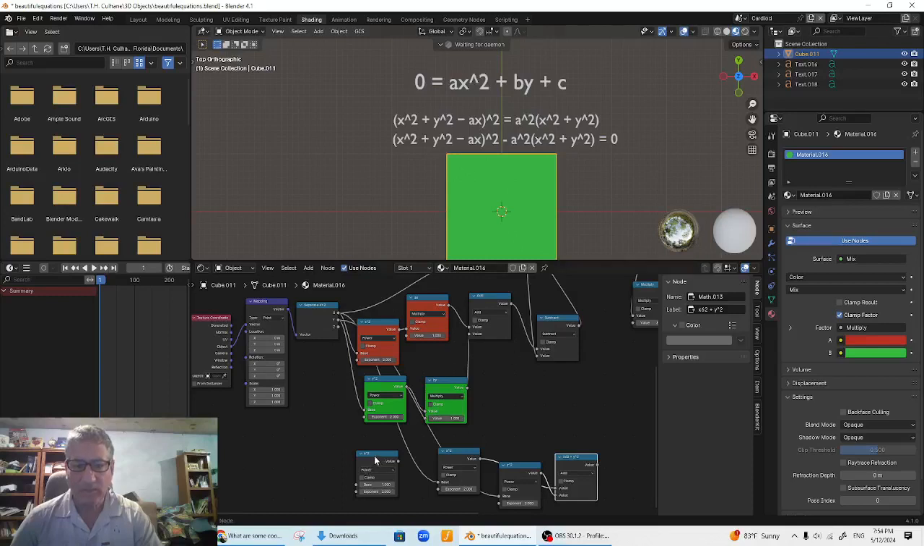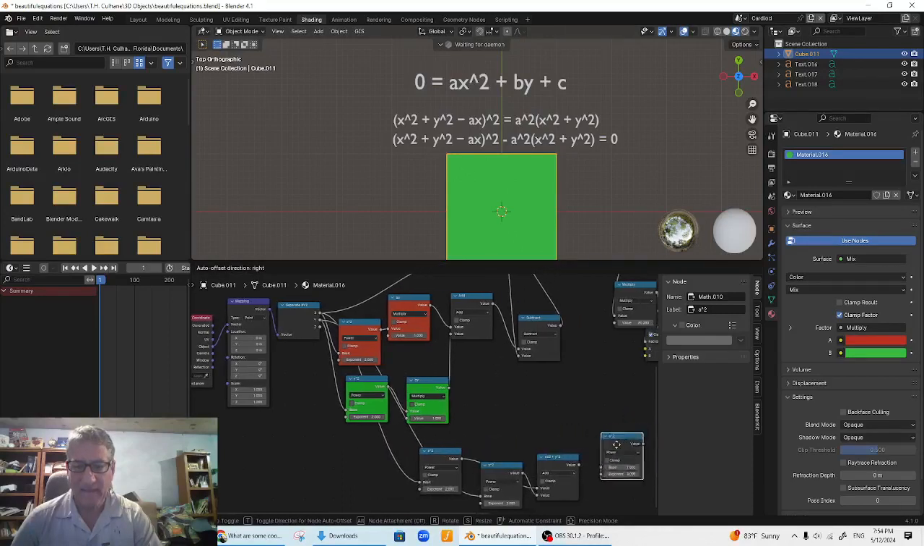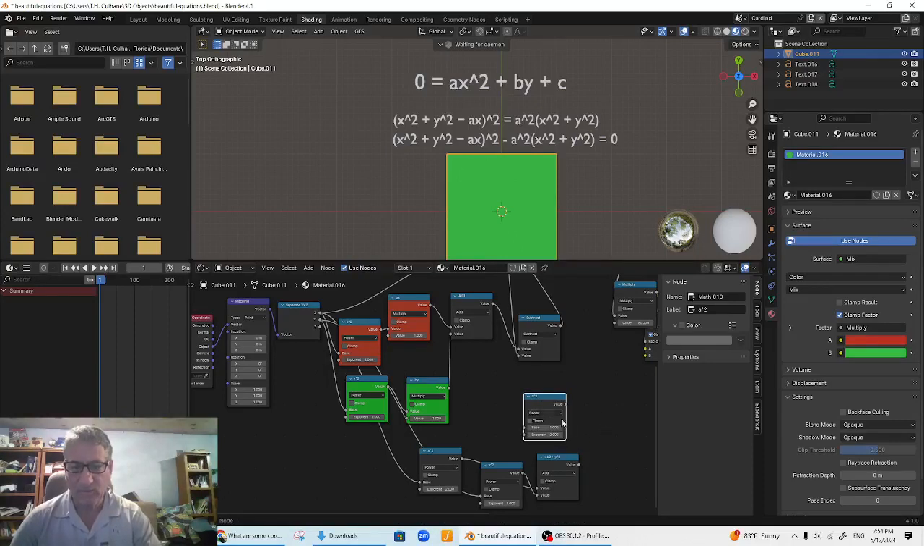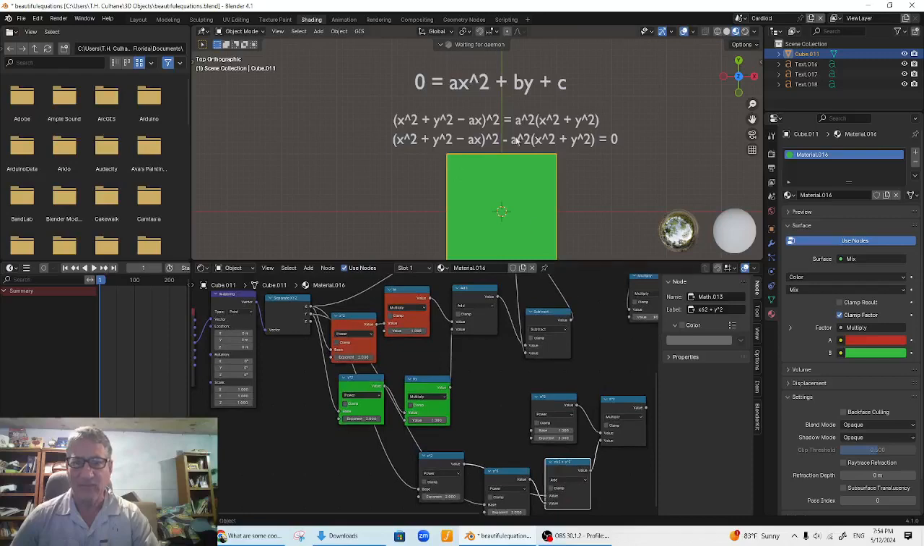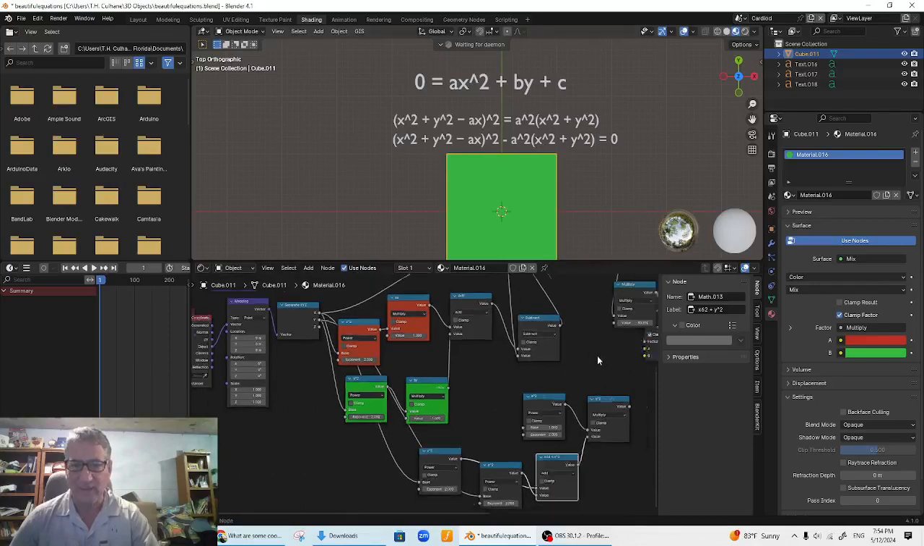That gets multiplied by this. So I'll add a multiply node and multiply the a squared, which is 1 in this case, by that, and then that has to be subtracted from this.